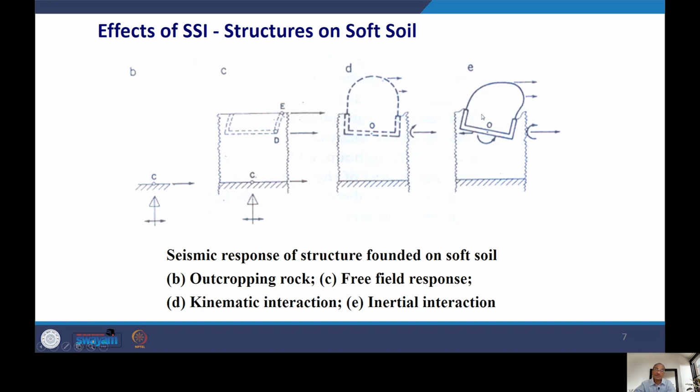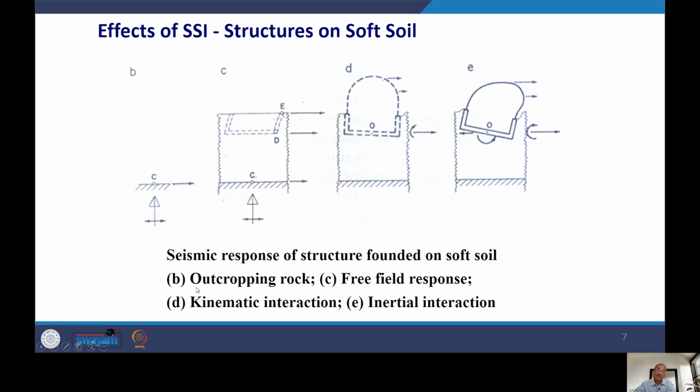Then once you consider the mass of the structure, once again the motion at the base of the structure gets modified. You get a translation component and a rotation component, and the accelerations vary over the height of the structure. So these kinds of effects we have discussed earlier. Now let's talk about how these effects can be summarized into different components, that is, how the soil is playing its role.